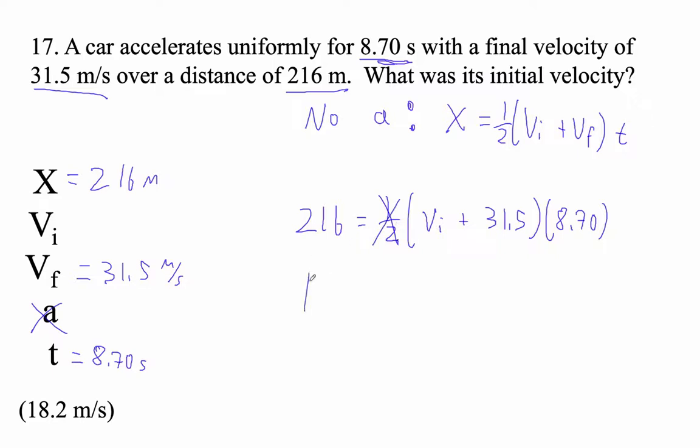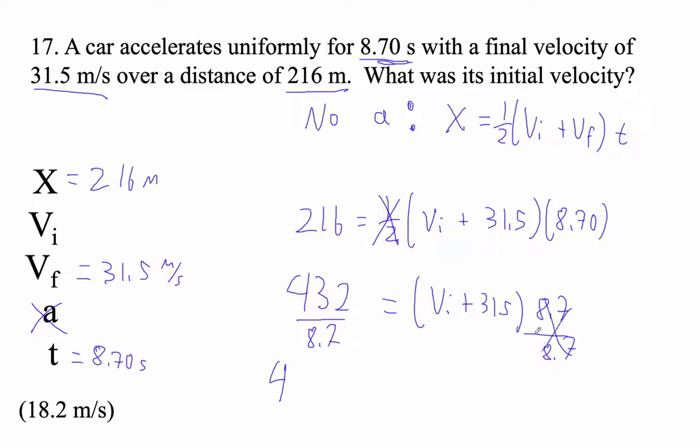So twice 216 is 432. Is VI plus 31.5, right, times 8.7, right? Now notice that you can't ignore these parentheses. They're still there, right? And so the next thing I'm going to do is divide both sides by 8.7. Now we're getting somewhere, right? And I get that this side is 40, so then this side's divided by 8.7. That gets rid of the 8.7, right?